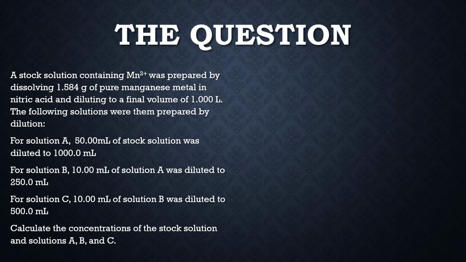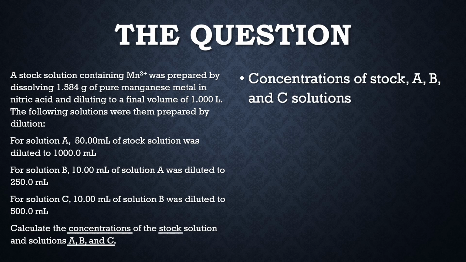Alright, now to identify what the question is. So they give you all this information, stock solution containing a solution A, solution B, solution C. Right at the very bottom there, this tells you what you're trying to calculate. You're calculating concentrations of 4 different solutions. That's stock, A, B, and C solutions. So that's what you need to find out. Concentrations of these 4 different solutions.